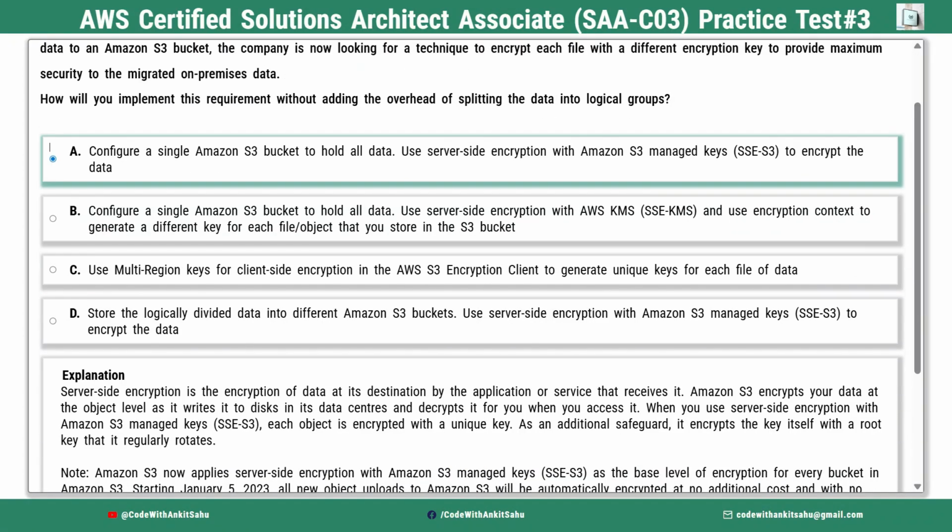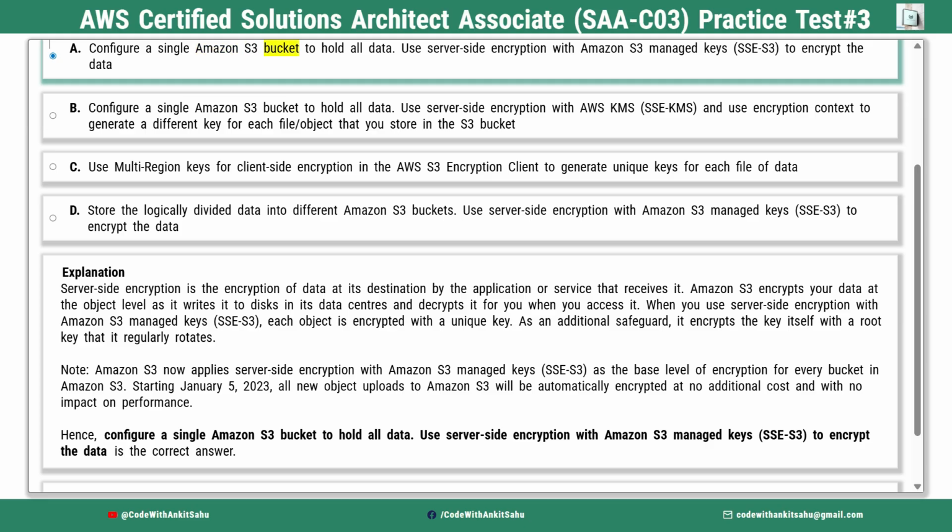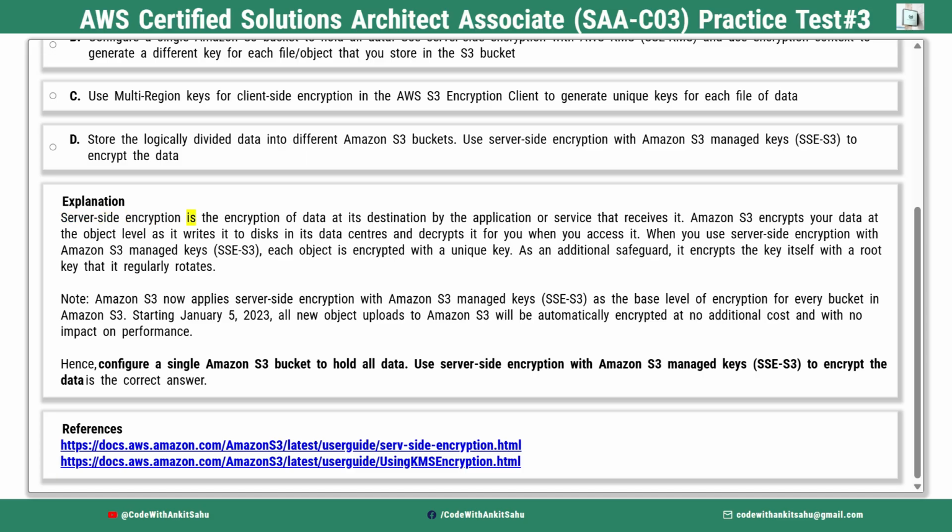Correct answer. Option A. Configure a single Amazon S3 bucket to hold all data. Use server-side encryption with Amazon S3 managed keys, SSE-S3, to encrypt the data. Explanation: server-side encryption is the encryption of data at its destination by the application or service that receives it. Amazon S3 encrypts your data at the object level as it writes it to disks in its data centers and decrypts it for you when you access it. When you use server-side encryption with Amazon S3 managed keys, SSE-S3, each object is encrypted with a unique key. As an additional safeguard, it encrypts the key itself with a root key that it regularly rotates.